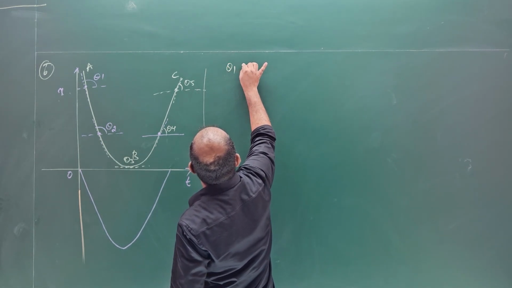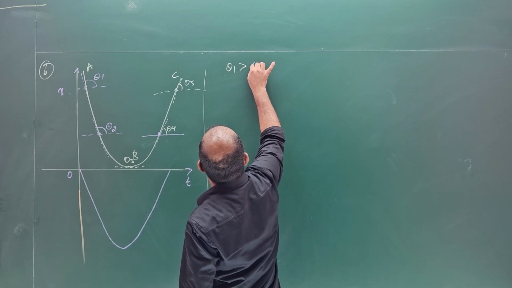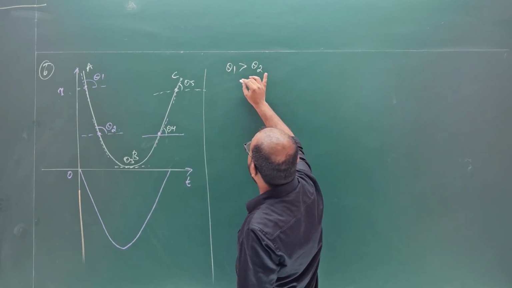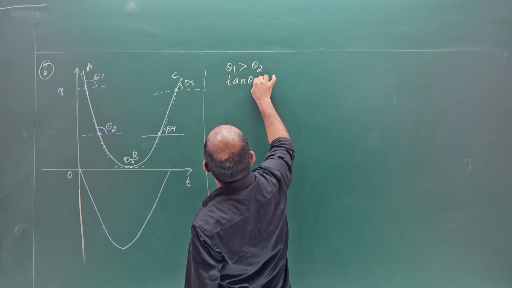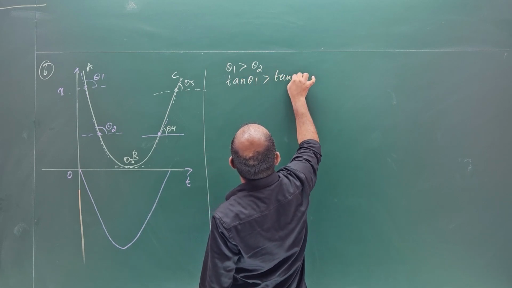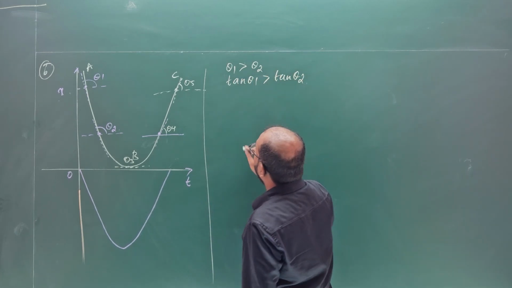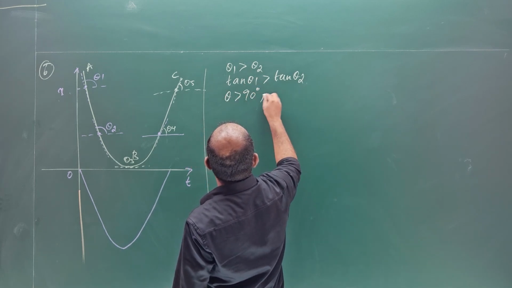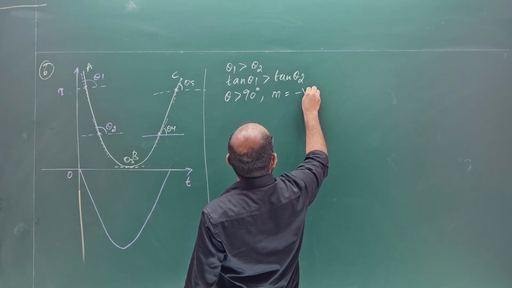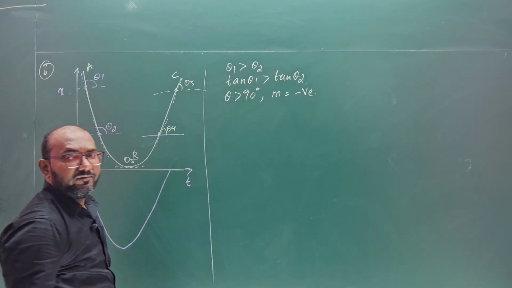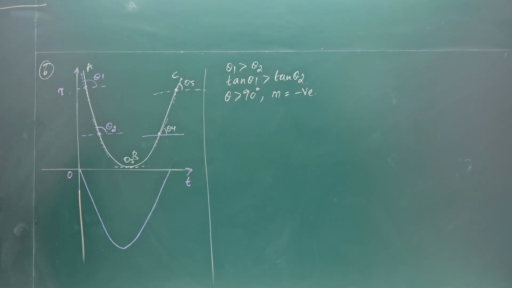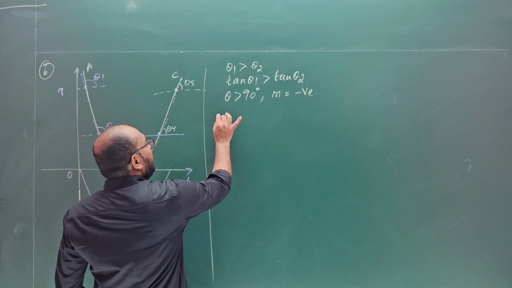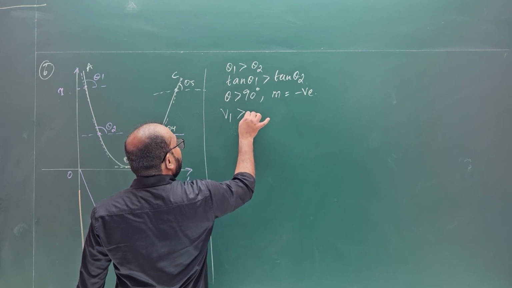So from theta 1, can I say that it is smaller than theta 2? Sorry, theta 1 is greater than theta 2. Can I also say that tan of theta 1 is greater than tan of theta 2? Can I? Okay, by seeing that theta is greater than -90 degree, that means can I say that M is negative? If M is negative, definitely body is going in the negative direction. Okay. What about velocity? Decreasing, increasing? Yes. So can I say that V1 is greater than V2?